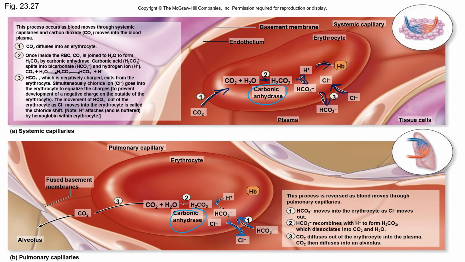The H plus and HCO3 combine again, and then that uncombines to export CO2 from the red blood cell and export that CO2 again into the air of the lungs.